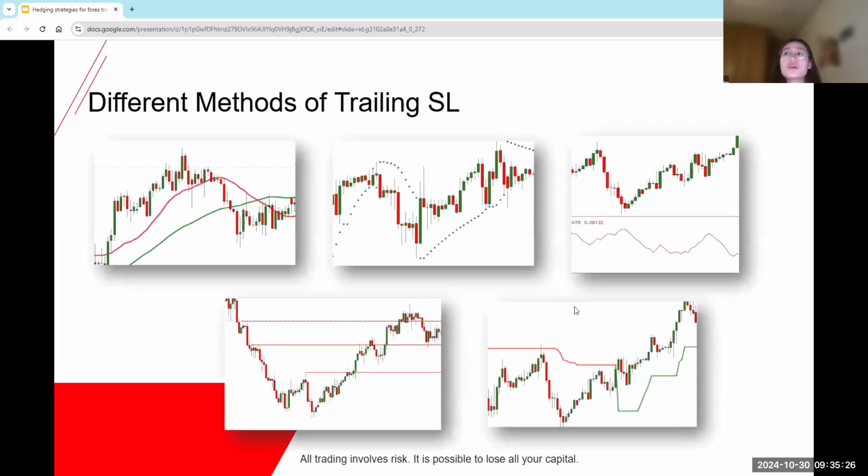Okay, let's talk a bit about the different methods of using a trailing stop loss. So here's a summary of all the different types of trailing stop loss methods that we'll be going through today. First is the moving average indicator, which I think would probably be the most common, followed by the parabolic SAR, chandelier, ATR indicator, support and resistance levels, and just a combination of all of these methods.